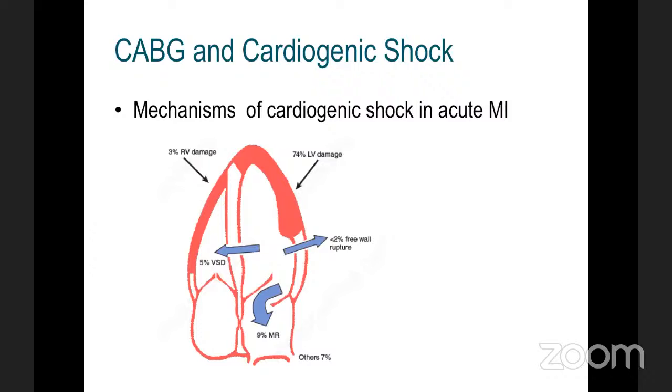So let's move on to cardiogenic shock and CABG in patients with cardiogenic shock. The mechanism of cardiogenic shock in acute MI is commonly due to LV damage, around 70%, then due to ischemic MR, and due to complications of the MI like VSD or free wall rupture, around 5% VSD.